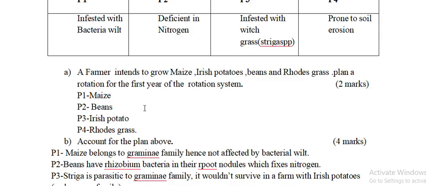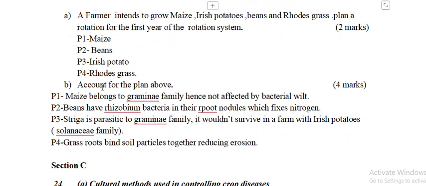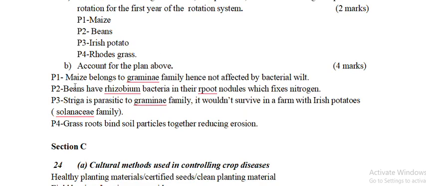For the first year of the rotation system, you can plant maize in P1, then P2 you can plant beans, P3 you can plant Irish potato, then P4 Rhodes grass. Account for the plan above.